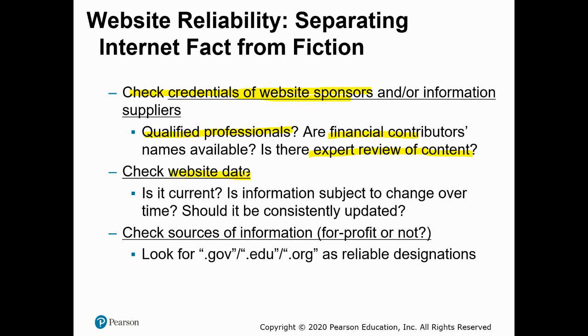The website date is another thing you could look for. Is it current? Is it something that is subject to change over time? If it is, then you want the date to be current. If it's something that probably wouldn't change over time, then probably an older date is okay. And then also .com. Remember that .com is .commerce, right? So .com is usually a for-profit site, whereas .gov, .edu, or .org usually are for educational purposes or public services. So usually .gov, .edu, or .org would be more reliable than a .com.